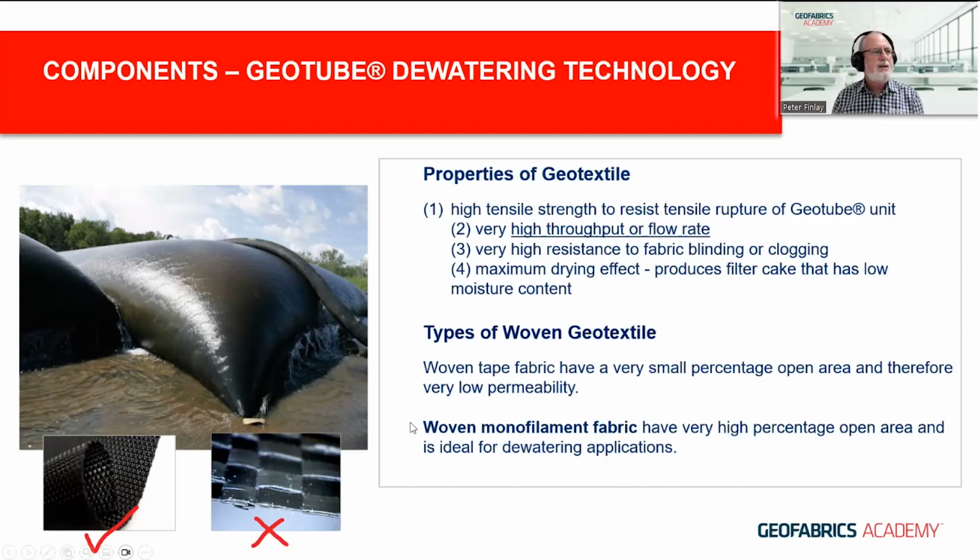So in this application, we'd move towards the woven monofilament, or it might be a multi-filament type of fabric, often giving a more three-dimensional structure. These types of fabrics will give a high percentage open area, ideal for release of water, but also holding back the fines.